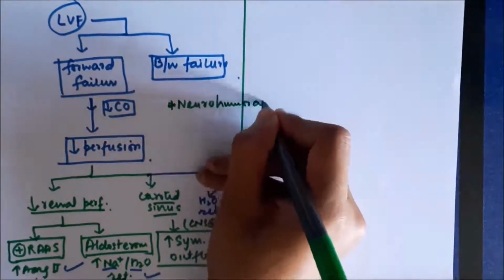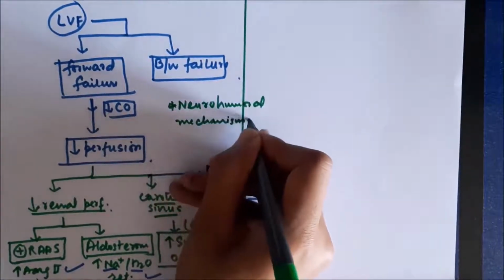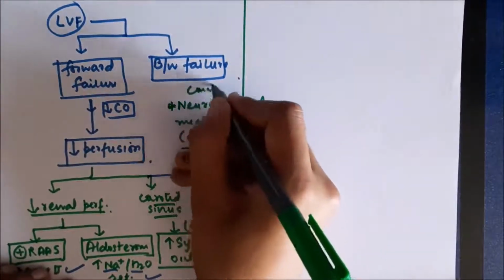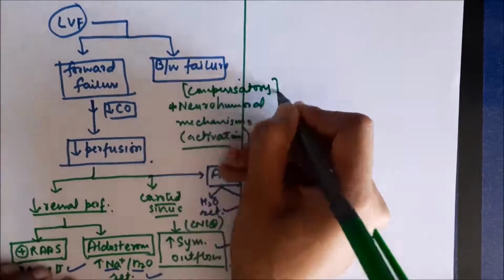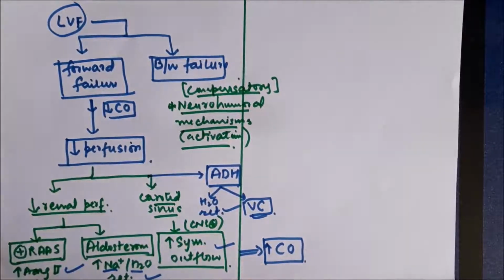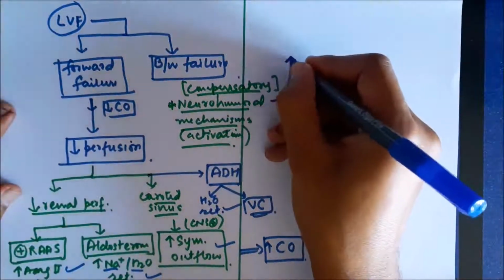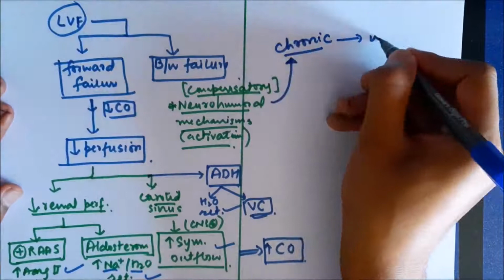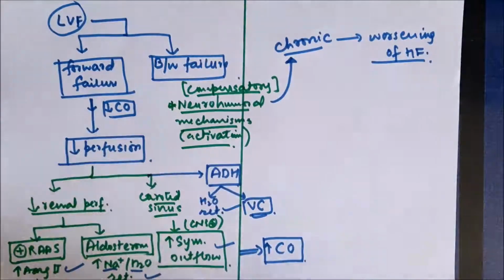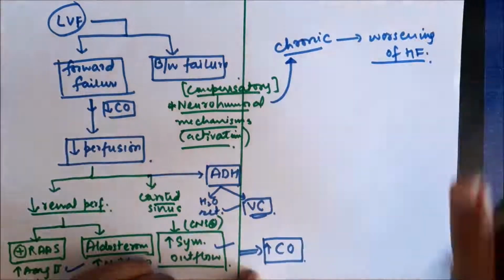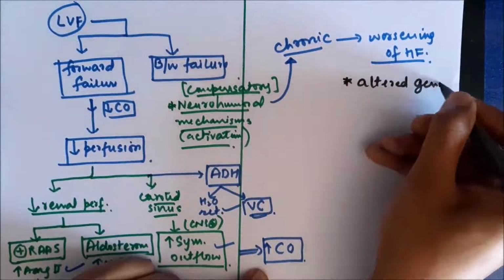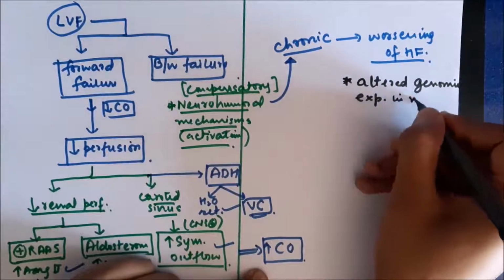These compensatory mechanisms are called neurohumoral mechanisms, or neurohumoral activations. They are simply compensatory mechanisms which occur as a result of heart failure. Initially, after the heart failure, they are useful because they help increase the cardiac output so that tissue perfusion can be maintained. However, if they occur in a chronic manner for a long time, they eventually result in worsening of heart failure, because they result in certain changes. For example, there will be altered genomic expression in the myocardial cells.